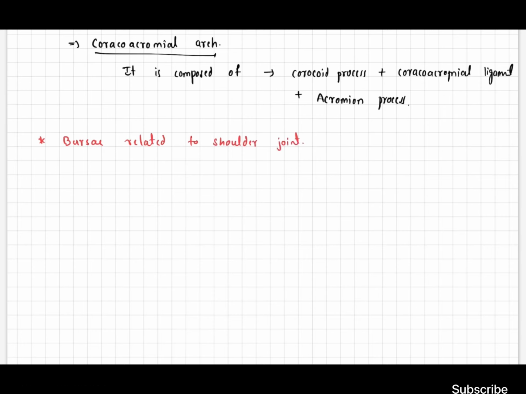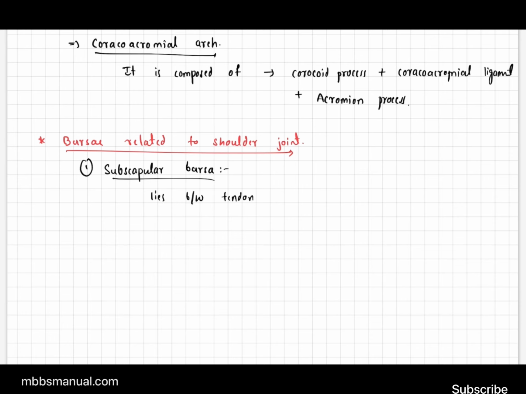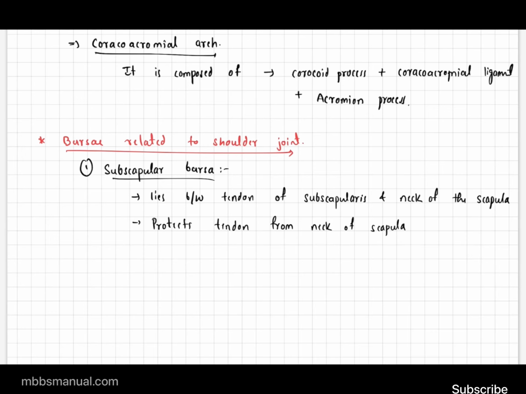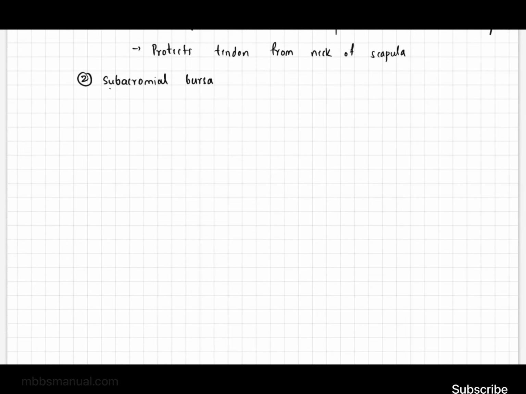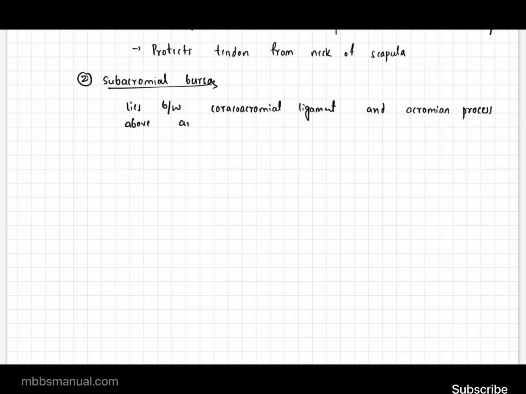Bursae related to the shoulder joint. Subscapular bursa. It lies between the tendon of subscapularis and neck of the scapula and protects the tendon from friction against the neck. Subacromial bursa. It lies between the coracoacromial ligament and acromion process above and supraspinatus tendon and joint capsule below. It is also referred to as subdeltoid bursa.